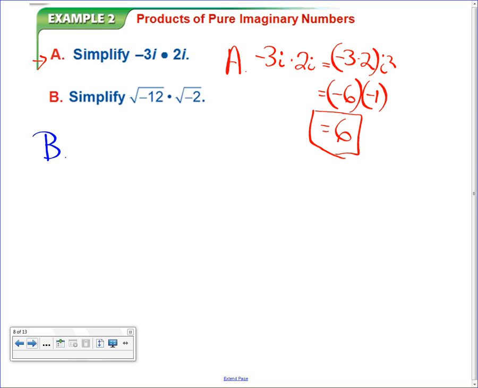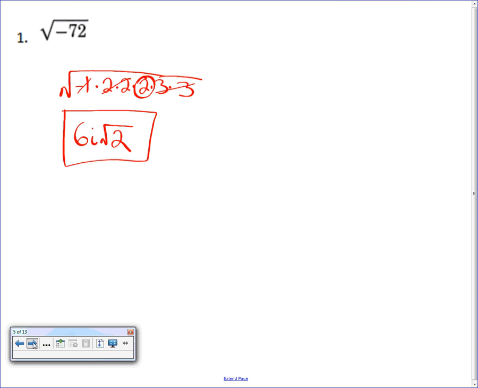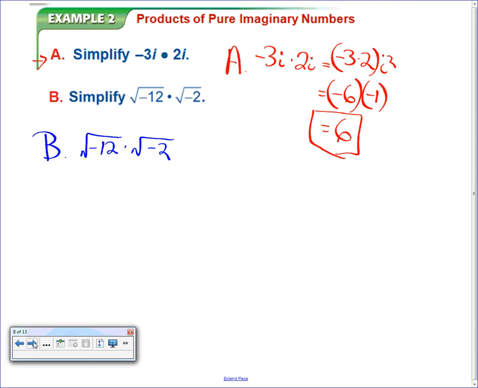I've got the square root of negative 12 times the square root of negative 2. Step 1, do what we did with these problems earlier. We're going to simplify the radicals. The square root of negative 12 is not i yet. Pull it out of the radical.